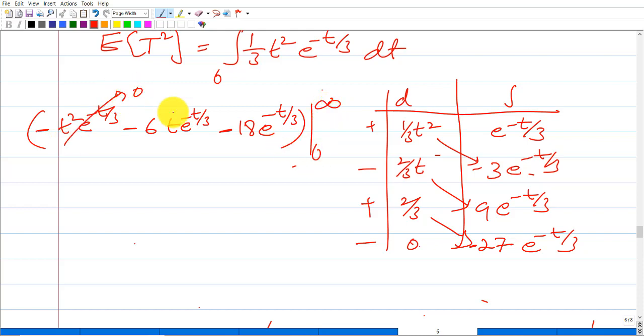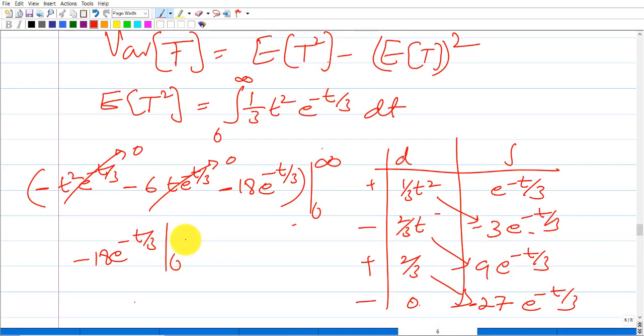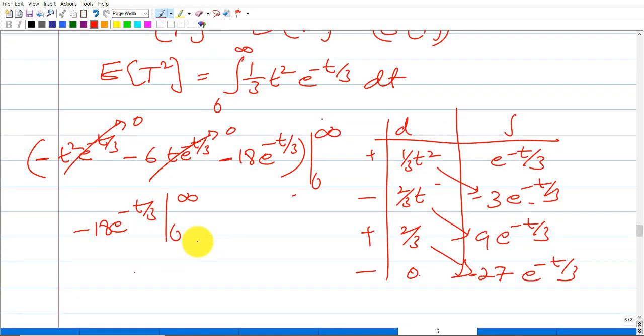So for this range, this term is straightforwardly 0, and this term is straightforwardly 0. So we are left with minus 18 e raised to power minus t by 3, from 0 to infinity.